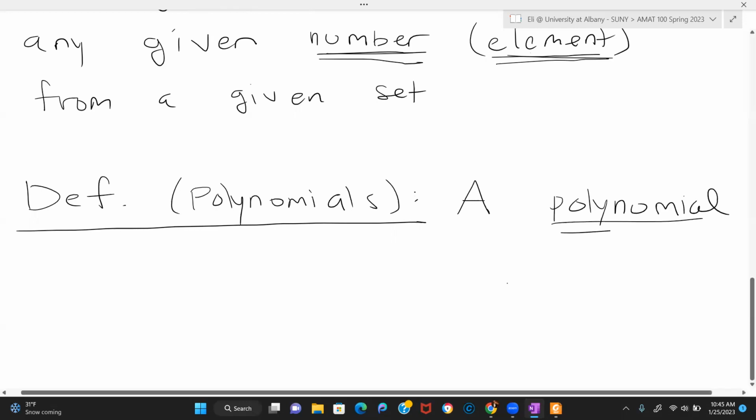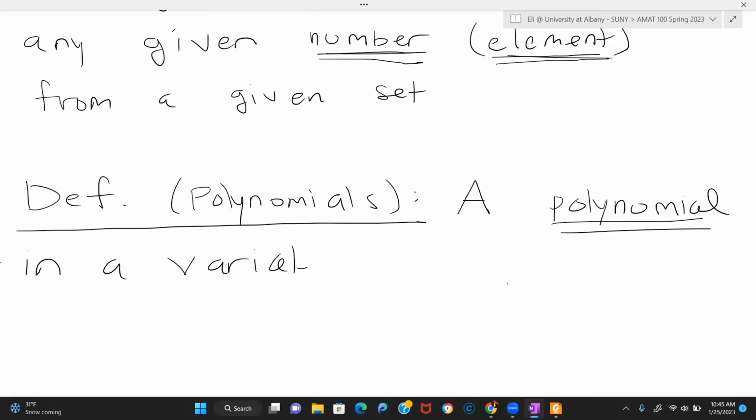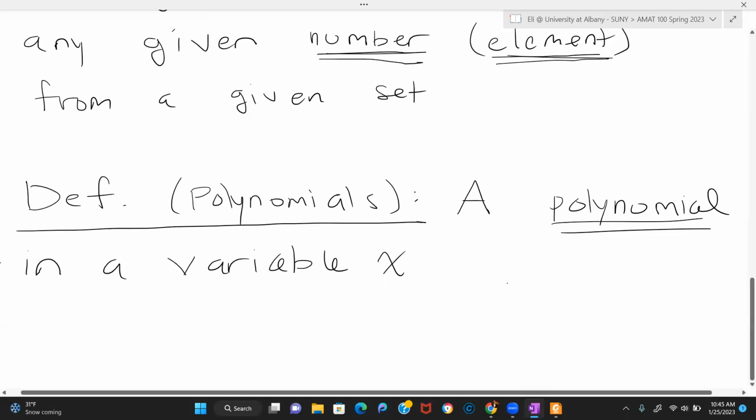So a polynomial in a variable x, and again, you can have polynomials in more than one variable, but we're just going to look at a polynomial in one variable x. And again, x can represent anything. X could represent a matrix. So you could have a matrix polynomial. But again, we're just going to look at polynomials in a real number variable.